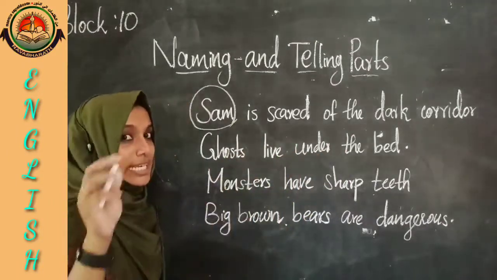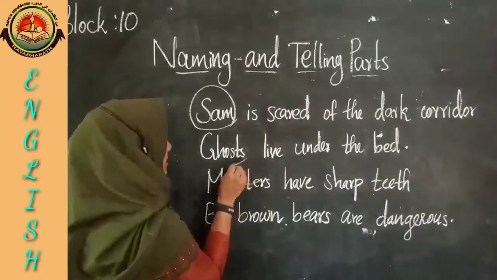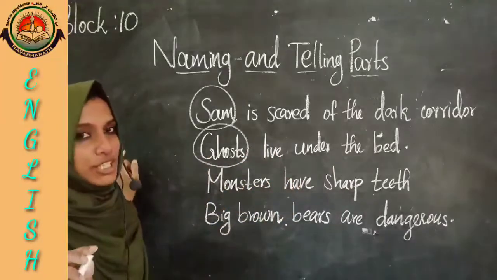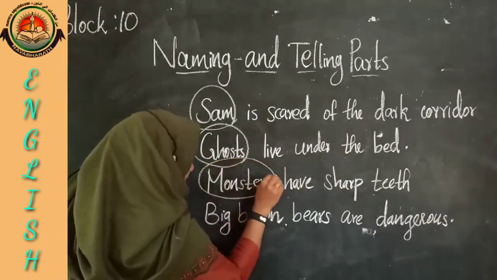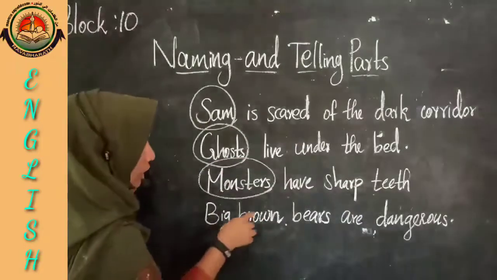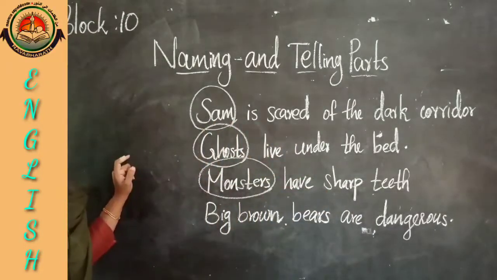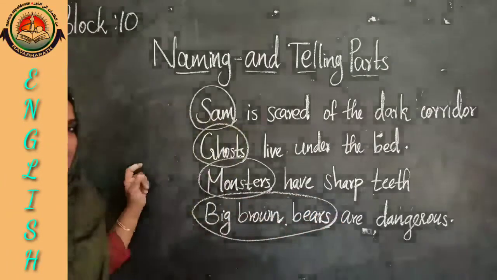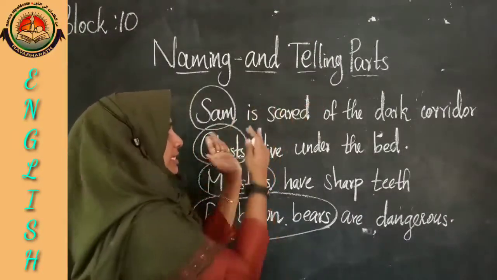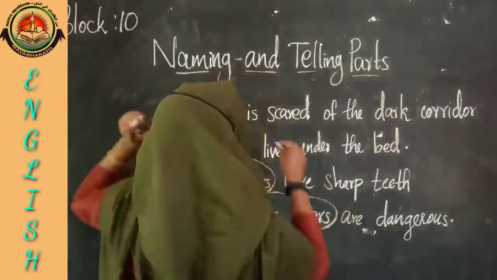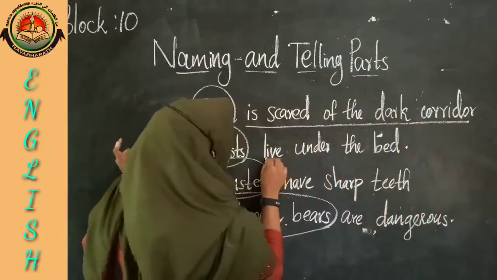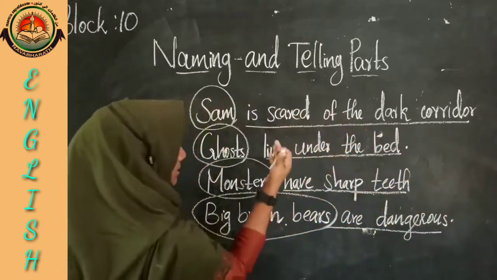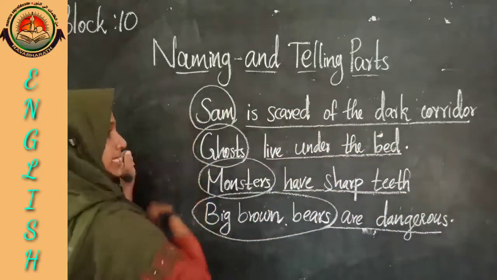And here, ghosts live under the bed. What is the naming part of this sentence? Right, this, ghosts. And monsters have sharp teeth. Right. This is the naming part of this sentence, and big brown bears are dangerous. So here this is the naming part of this sentence. And these remaining words are the telling part of these sentences. Means these all parts are telling something about this naming part.